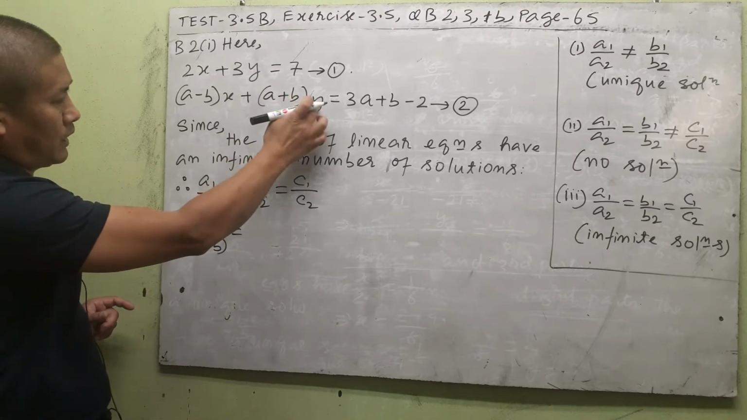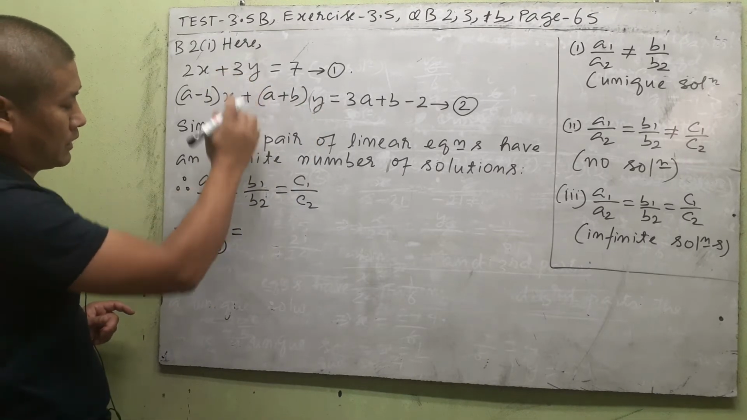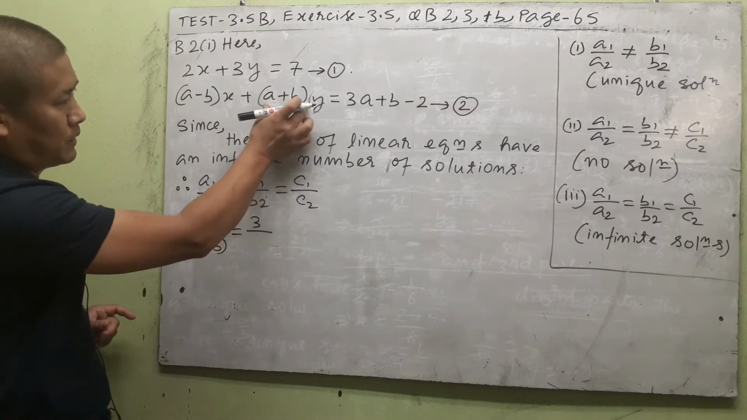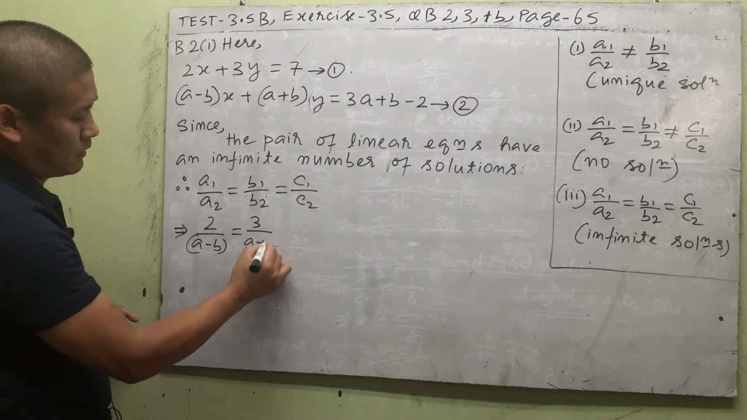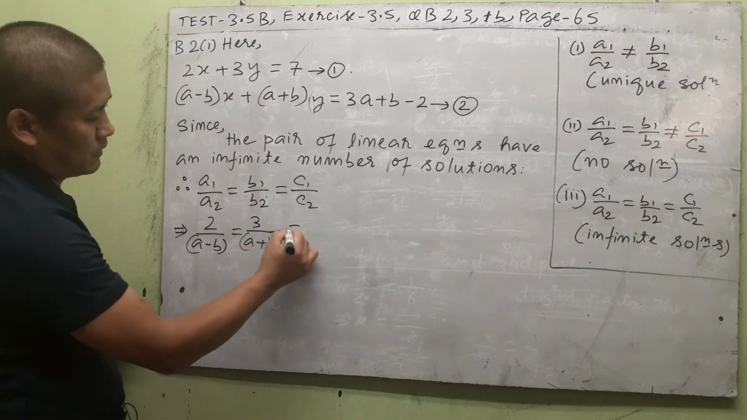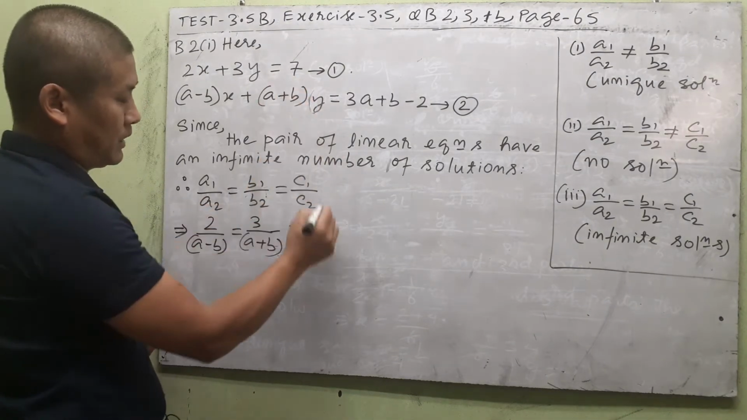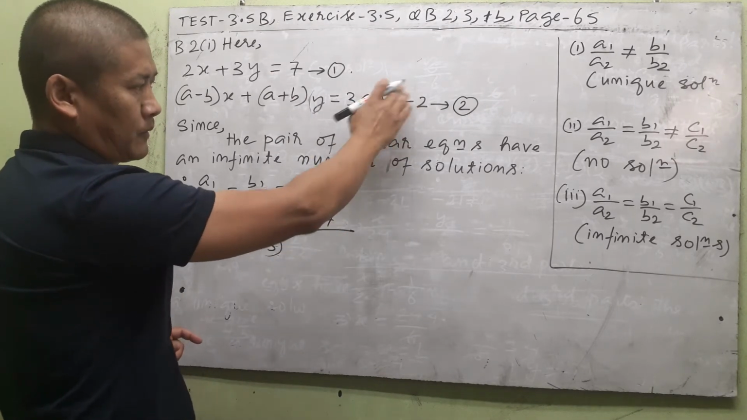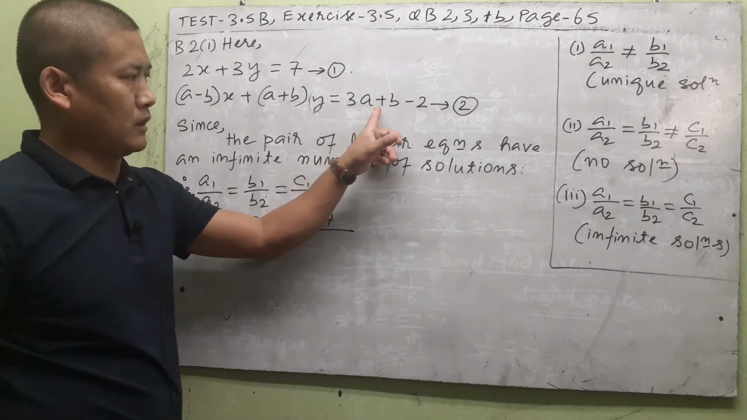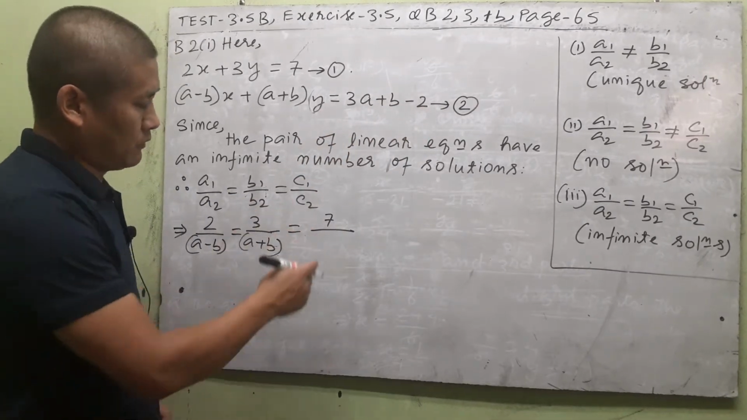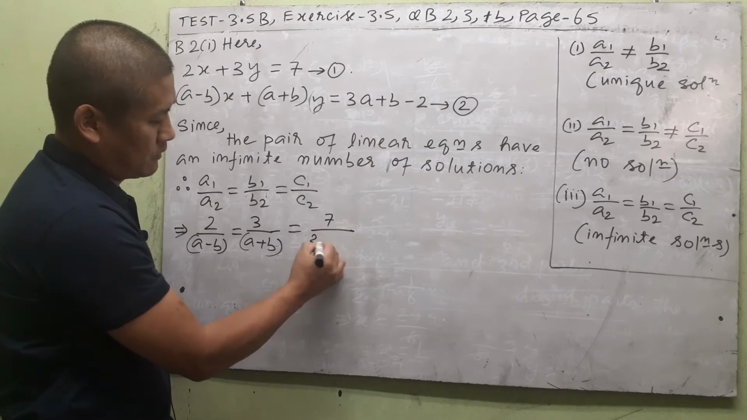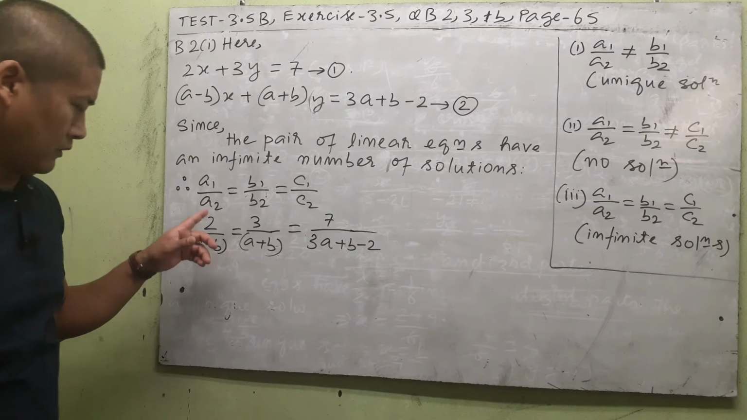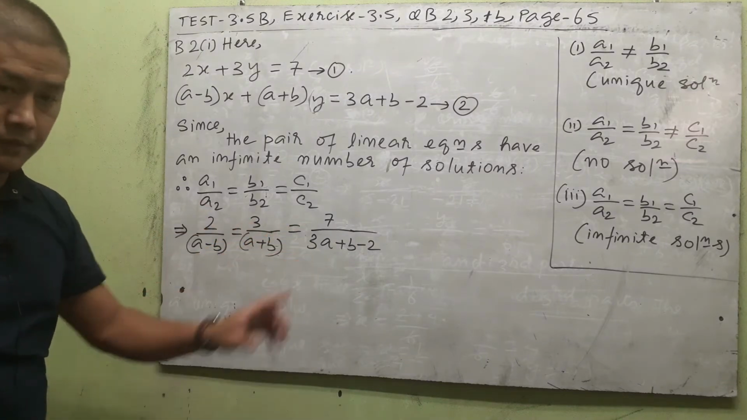Then the coefficients of y are called b1 and b2. So in front of y, plus 3 is b1. b2 is a plus b in front of y. Then c1 is on the right side, plus 7. And c2 is this term, the whole expression which does not contain any x or y. So c2 here is 3a plus b minus 2. So we have got the first, second and third parts.